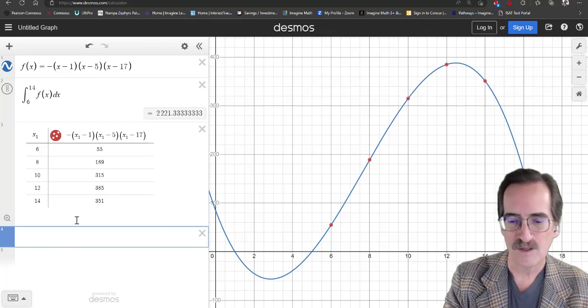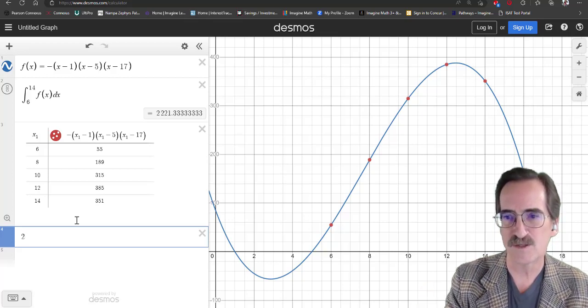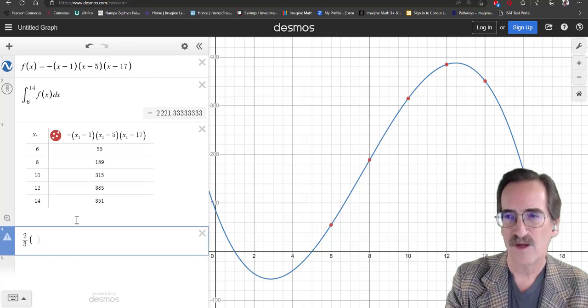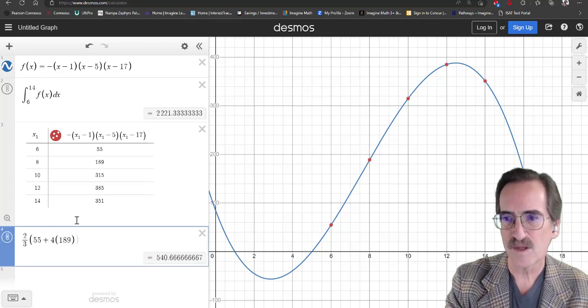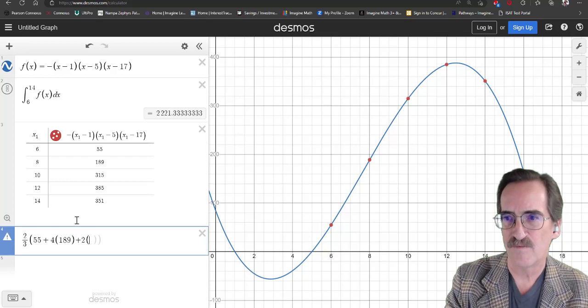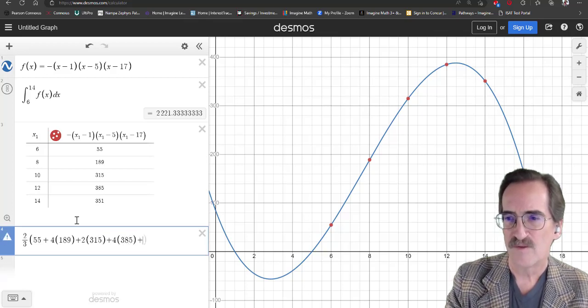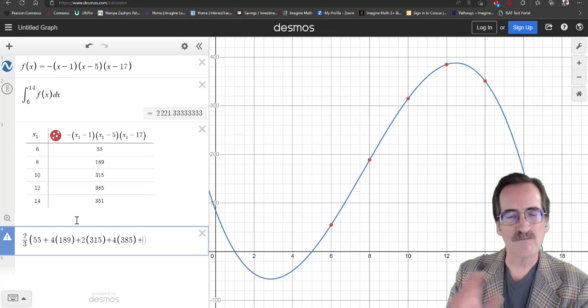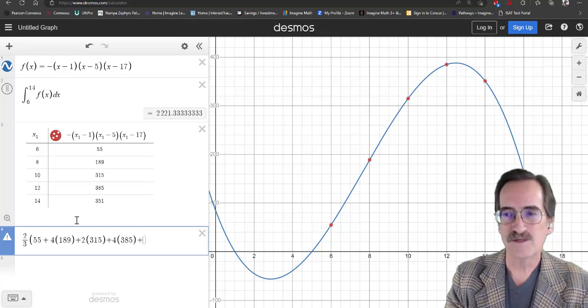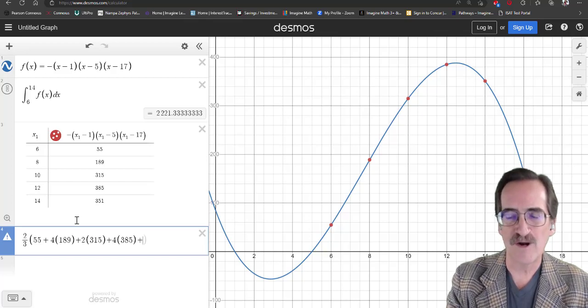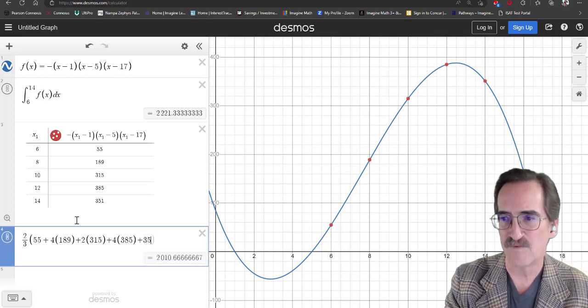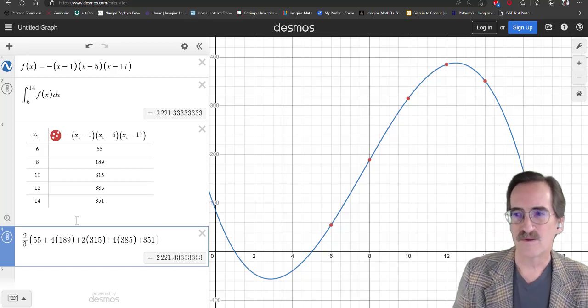But Simpson's rule is h divided by 3, where h is the width of each bin. Each bin is 2, so 2 divided by 3, times the first, plus 4 times the second, plus 2 times the third, plus 4 times the fourth, plus the last. That pattern, alternating between 4 and 2, starting with 4, needs to continue no matter how many you have. So 351. Okay?